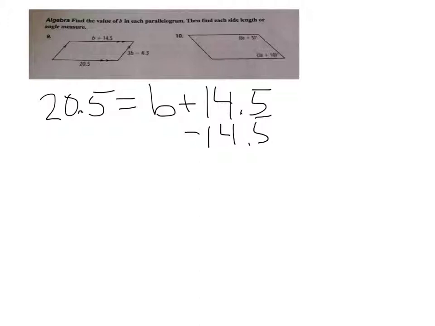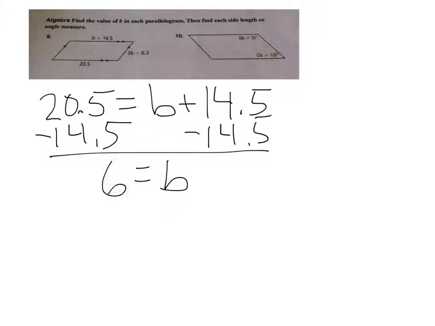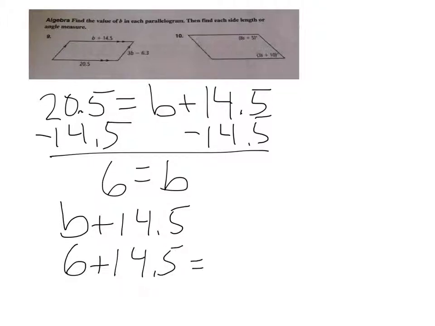Find out what b is, so we'll subtract 14.5 from each side, and now it looks like b is going to equal 6. Remember, just because we get b equals 6 doesn't mean we're done. We want to plug that in and make sure we're okay. So we know that one side equals 20.5. We want to plug b equals 6 in right here and make sure it still works out. So b plus 14.5, when we plug in 6 plus 14.5 and do that addition, we get 20.5, and that does indeed check out.